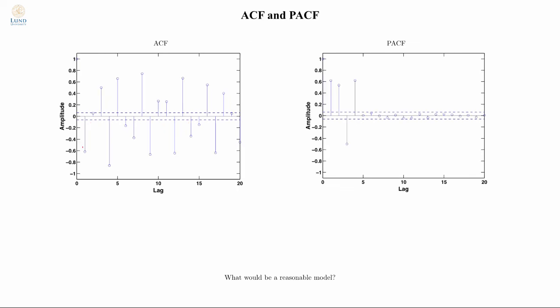Here's another example. I can see a clear ringing behavior in the Acf, and I can see that the Pacf goes to 0. So this one is easy to say that an AR4 model should be suitable.